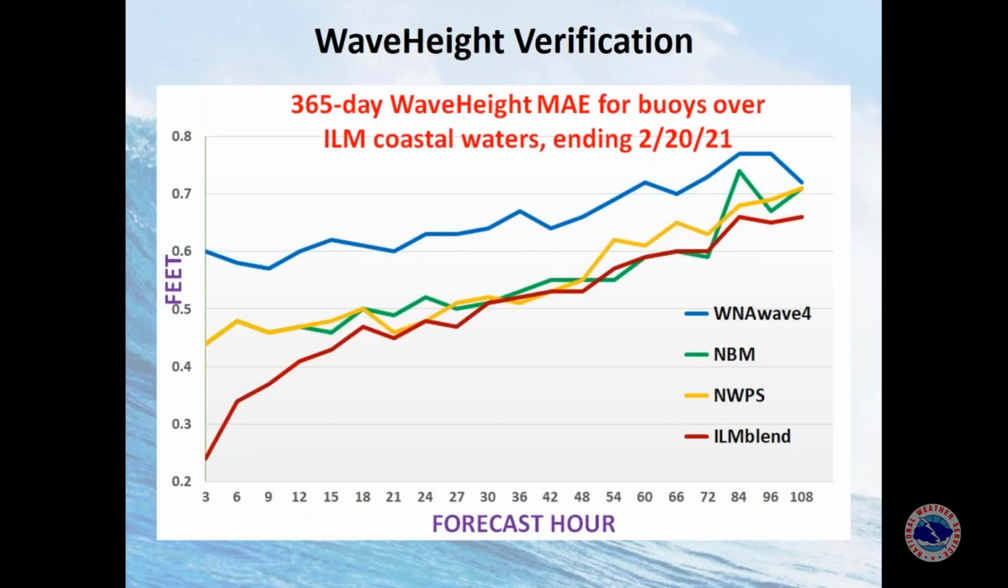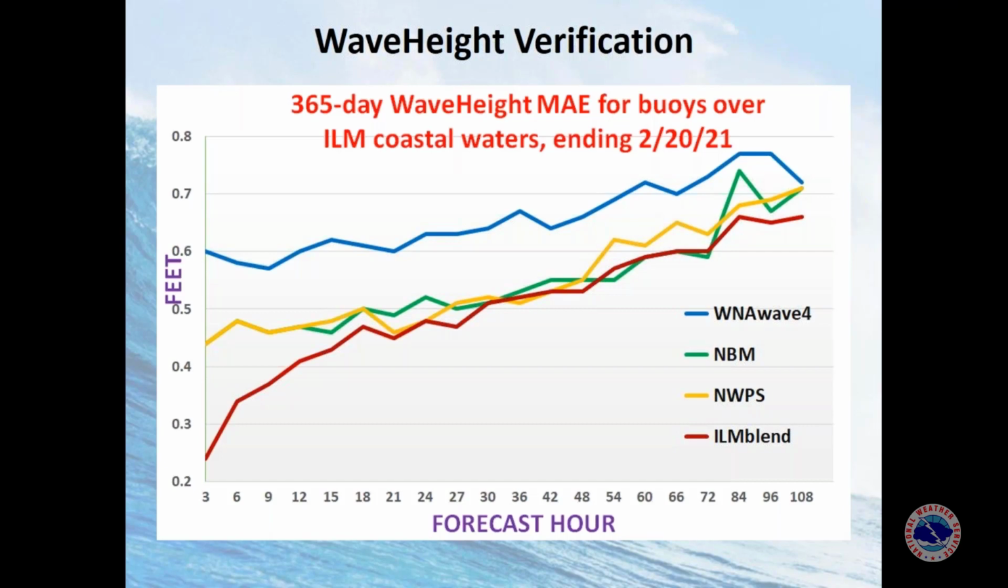So this is a snapshot of our verification. This is over a 365-day period, so it's a very large sample set for our buoys using the wave height obs, and it shows, at least over the very near term, at 3 hours even, almost a 50% reduction in error with the ILM blend versus the NWPS and the NBM. And as expected over time, everything kind of narrows together. One thing that stays the same, though, is you can see that WNA Wave 4 does not perform particularly well.